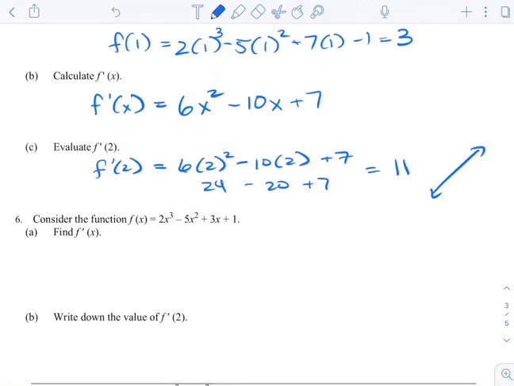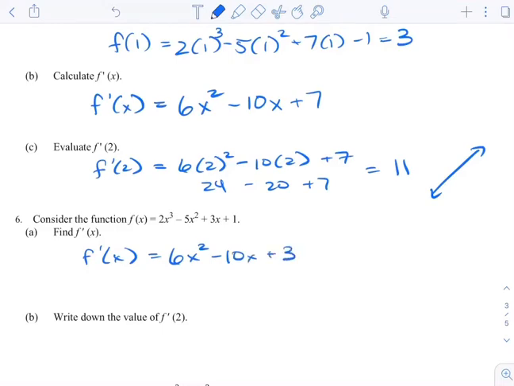Question 6 says, consider the function here, find the derivative. So same idea as the one above, just one small difference. So when we're finding the derivative, the only difference is that number on the end. So does anything change when I'm putting in f of 2? No, we know how to do that.